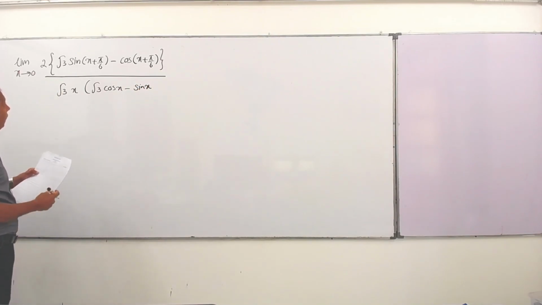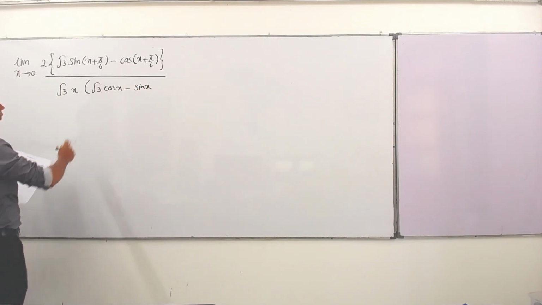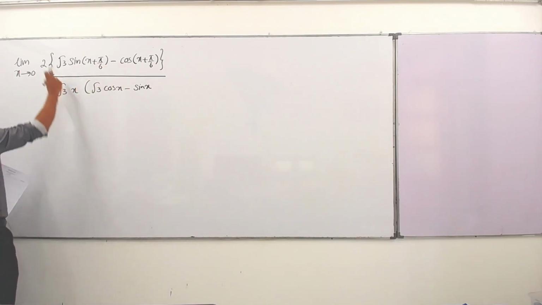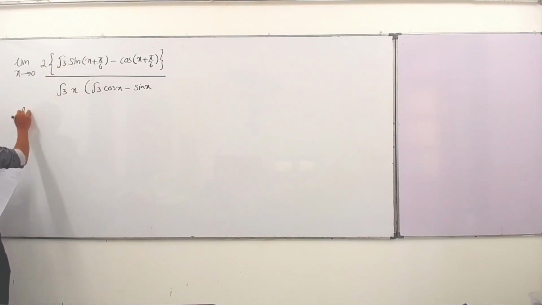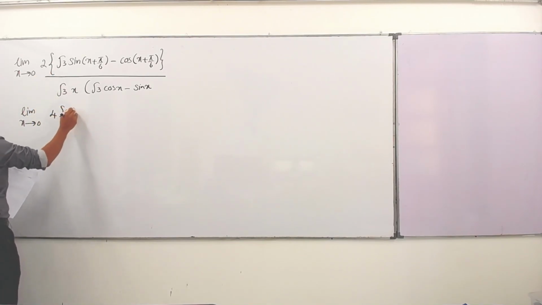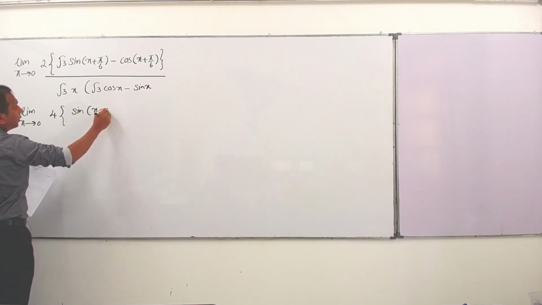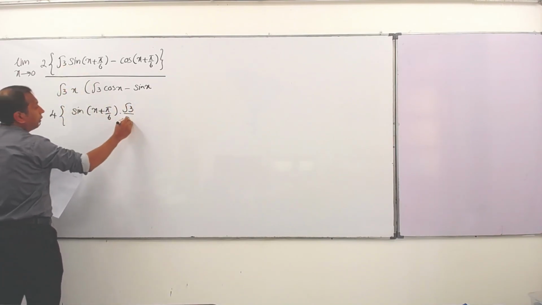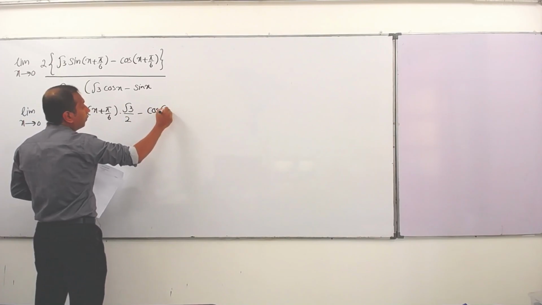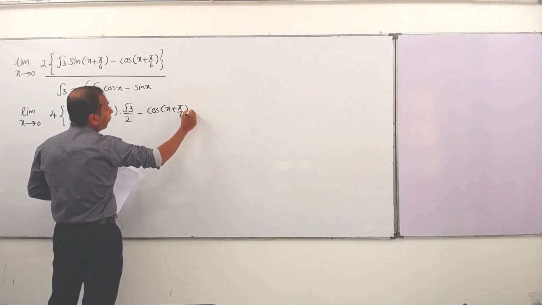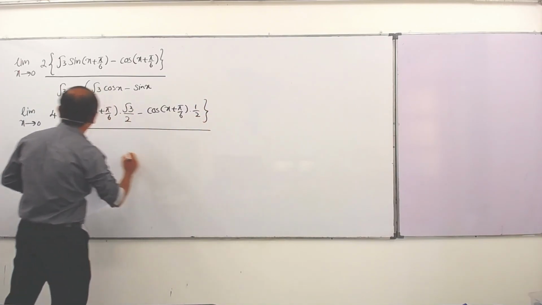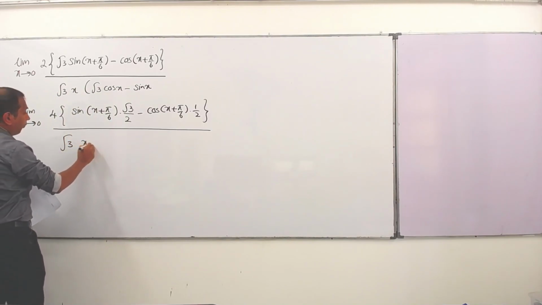Right. Now, I divide this term and this term by 2 and meantime multiply by 2. Then this expression won't change. Limit x going to 0, then this will be 4 times (sin(x + 5π/6) times root 3 divided by 2 minus cos(x + 5π/6) times half). This way, right?